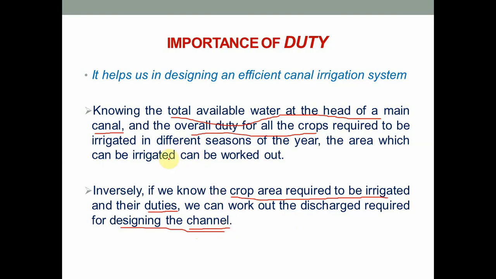Okay, so both these points are important. If we know the discharge of water available with us in a canal, we can calculate the area of crop which can be irrigated. And second point, if we know the area of the crop which has to be irrigated, then we can design an efficient canal system. But in both cases, we should know the overall value of duty for all the crops.